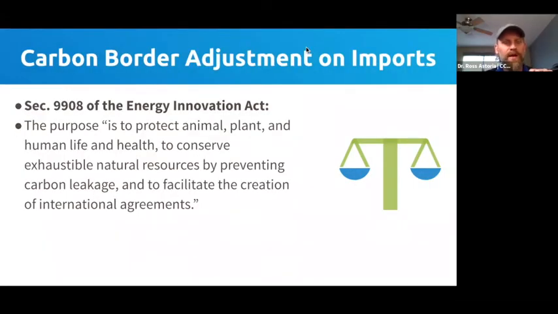Let's just point out one place here where the Energy Innovation Act echoes the language in the GATT. The purpose of our border carbon adjustment is to protect animal, plant, and human life and health, to conserve exhaustible natural resources by preventing carbon leakage, and to facilitate the creation of international agreements. That is just to get any interpreter of this language thinking about the purpose of the border carbon adjustment and aligning it with the purposes of the GATT.